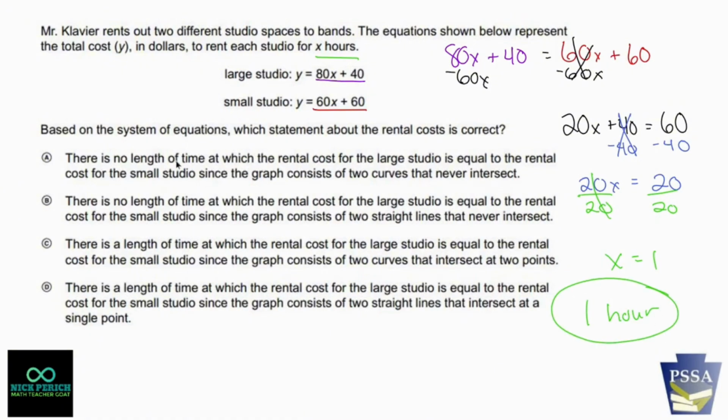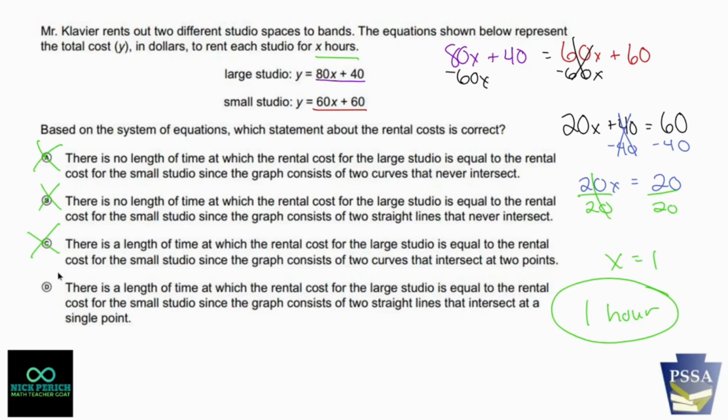So let's read through them. There is no length of time at which the rental cost for the larger studio is equal. That's wrong. There is no length of time for which the rental cost of the large studio is equal. That's wrong. There is a length of time at which the rental cost for the large studio is equal to the rental cost of the small studio, since the graph consists of 2 curves that intersect at 2 points. No, these are straight lines.